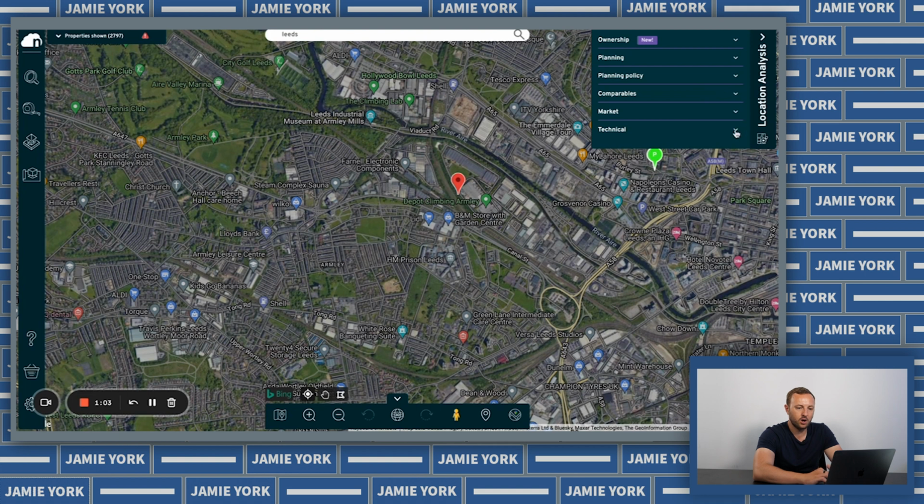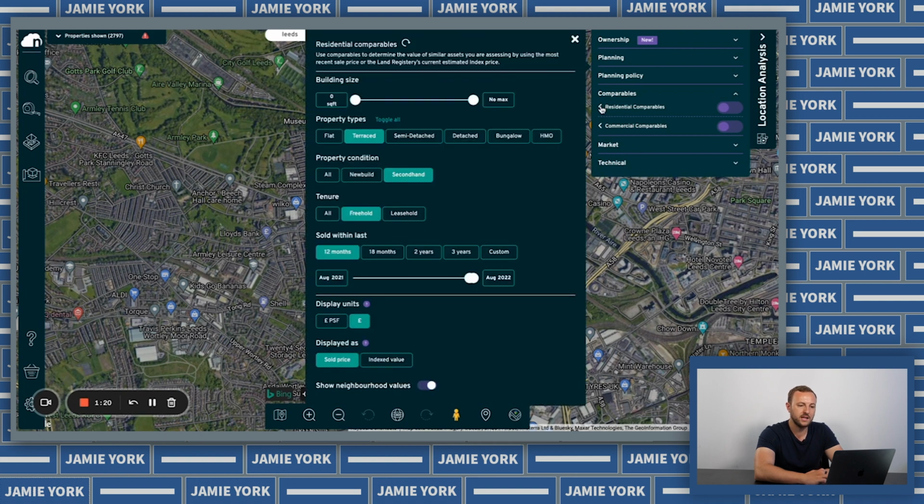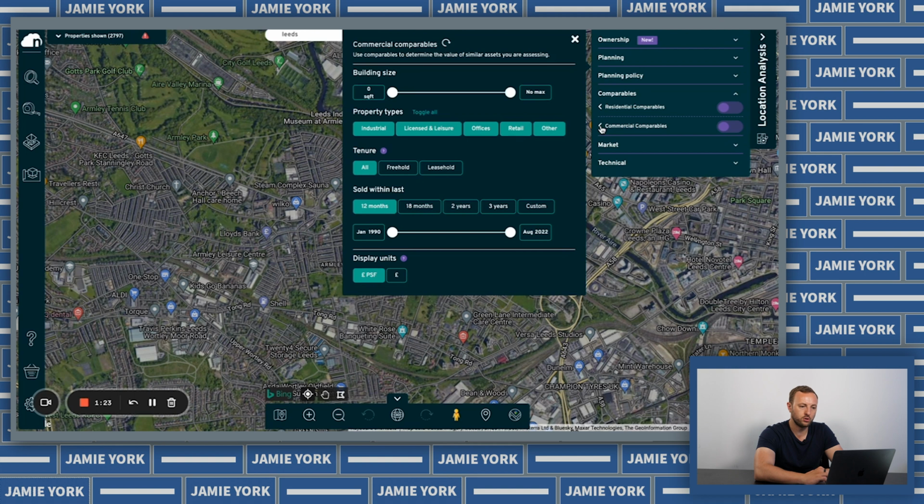And the bits that I really like, I think are good, are the comparables, the market and the technical analysis part of that. And this is in the location analysis over on the right hand side. So as you can see, I'm over in Armley right now. And if I click on comparables, I can really break it down into residential and commercial comparables.